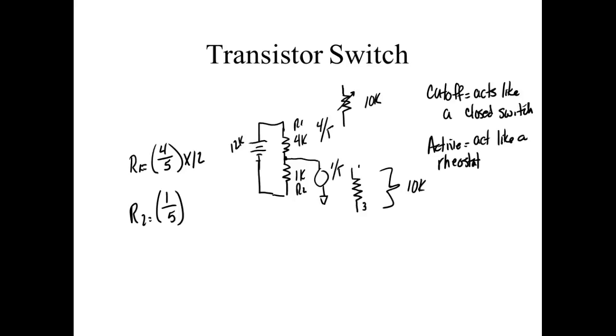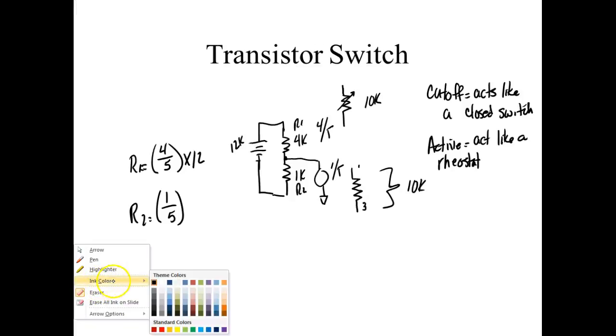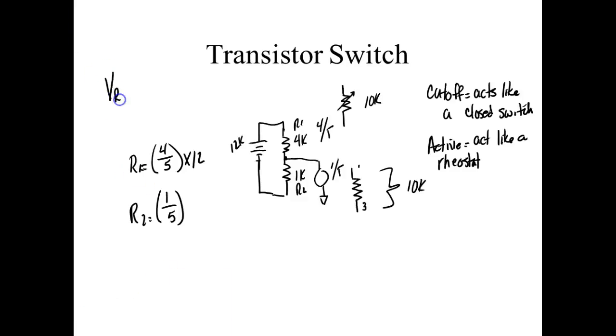So the voltage divider formula is, I'm sorry, I'm doing it wrong. VRx is what I should put, is equal to Rx over R total, times your source. That's the voltage divider.